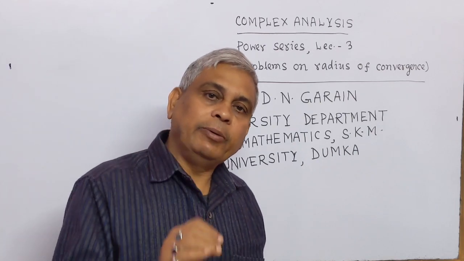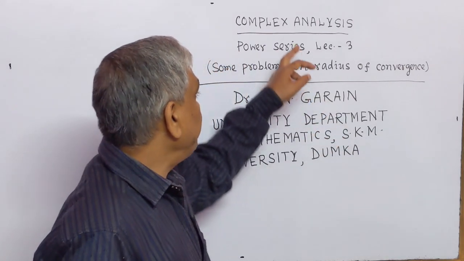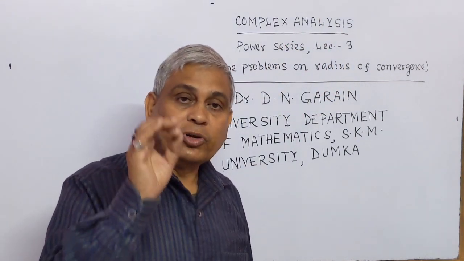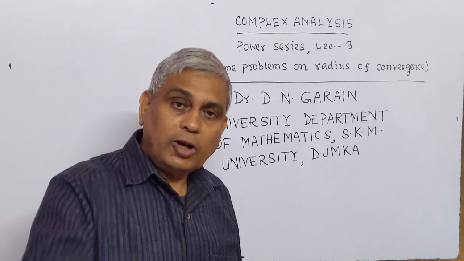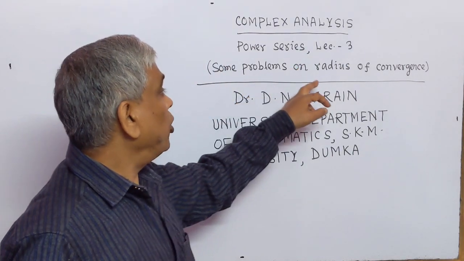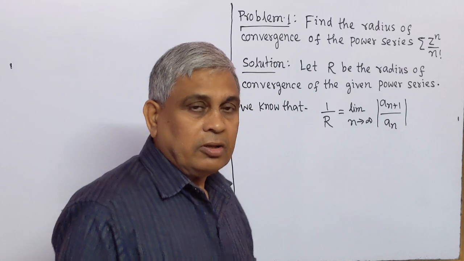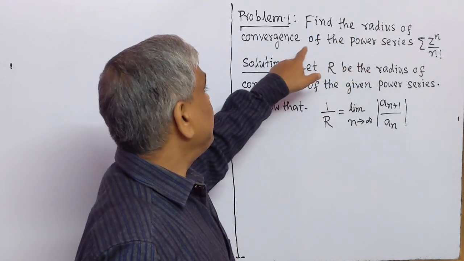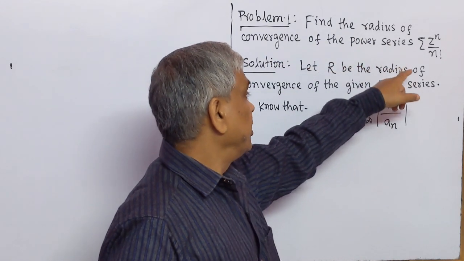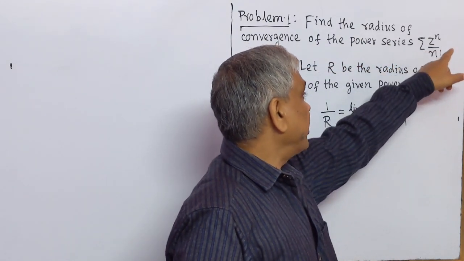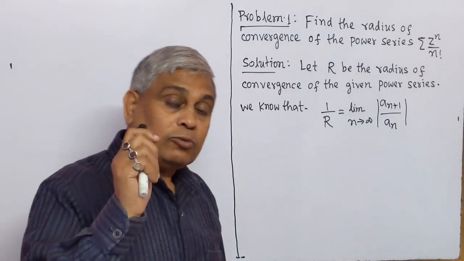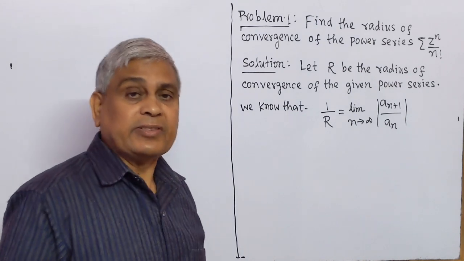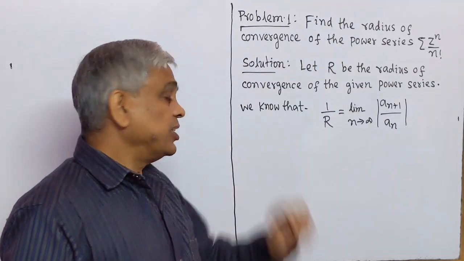Today I will deliver lecture on complex analysis, power series lecture 3, in which I will solve some problems on radius of convergence. Now we solve a problem. Problem is find the radius of convergence of the power series sigma z to the power n by factorial n. Now we solve this. Let R be the radius of convergence of the given power series.